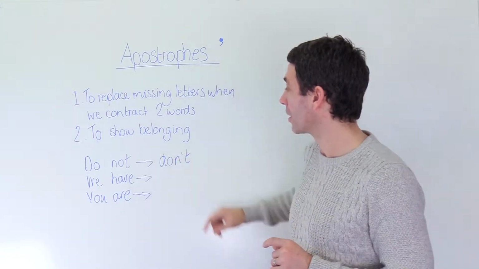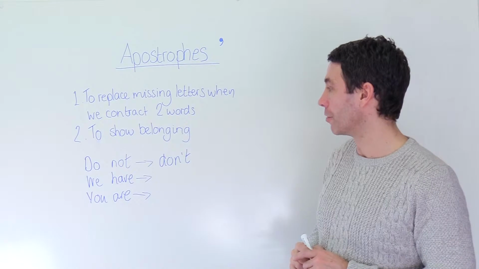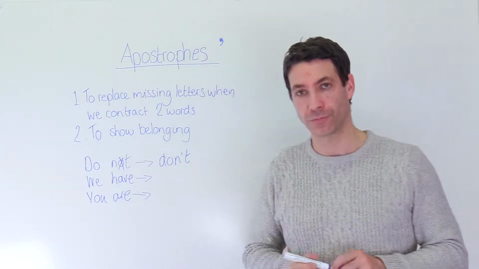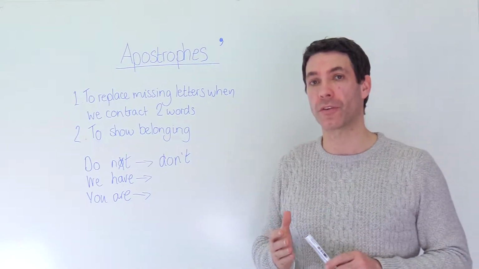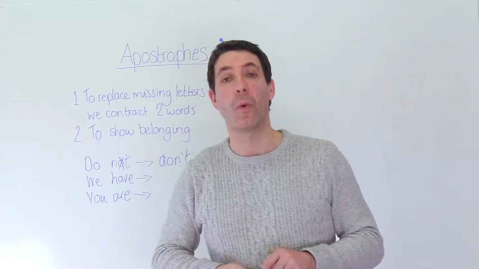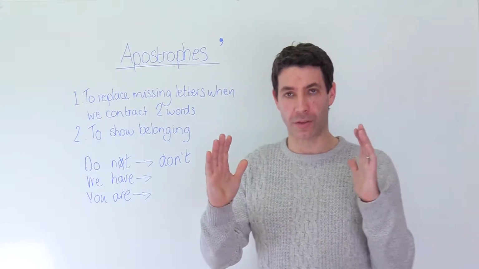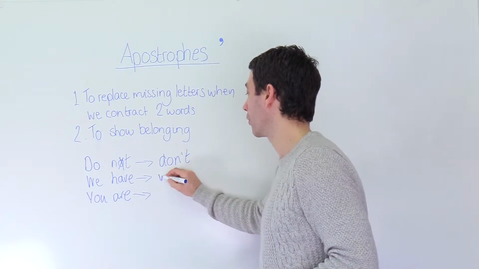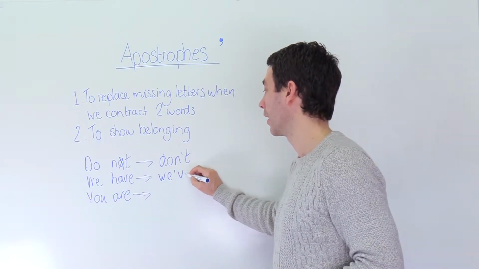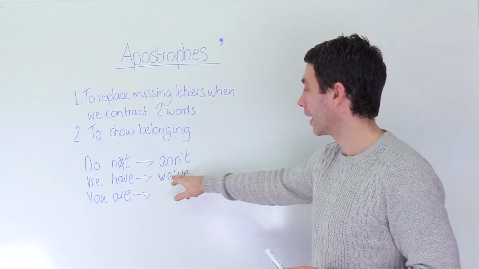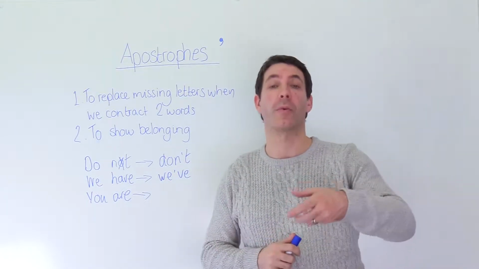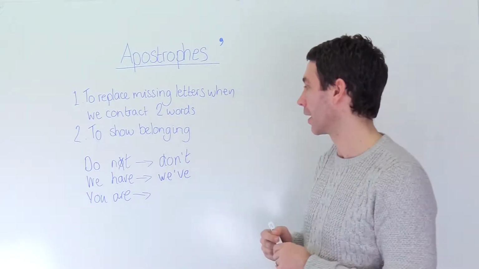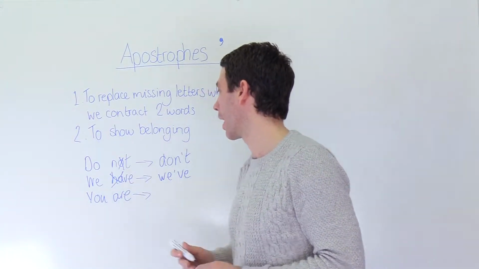And if you look carefully, you can see the letter that we have removed and replaced with the apostrophe is the letter O. Let's look at two more examples. We've got the two words here, we have. When we contract them, we end up with the word we've. And when we spell we've, we spell it W-E apostrophe V-E. And again, in this example, the apostrophe shows the reader that we have removed, in this case, two letters in the process of contracting. And those two letters are H and A.